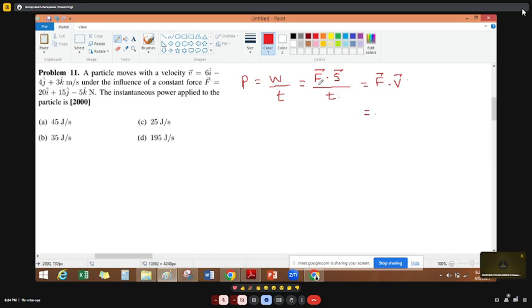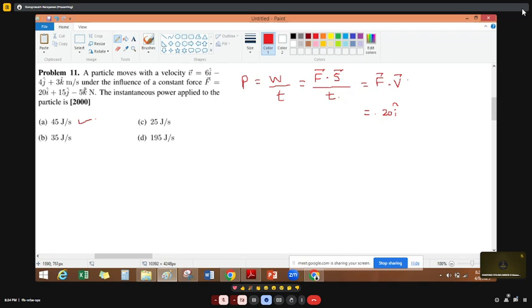Again, I'm telling you, you should not say force into displacement or force times displacement. You should say F dot S. Okay, that's when you will understand that it is a dot product. So F is 20I. Do the dot product quickly and tell me the answer. 45 joule per second, sir. Okay, very good. So everyone getting that?